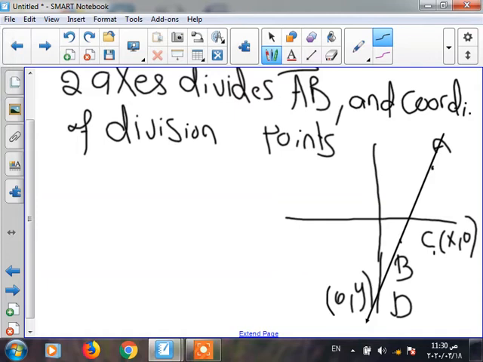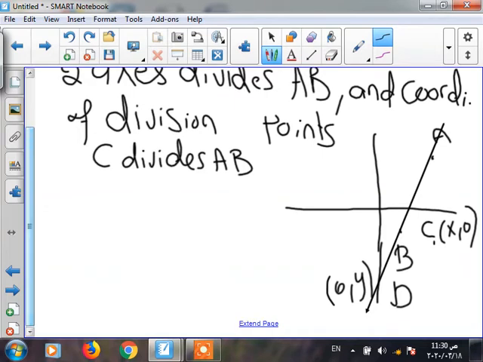How can I find the ratio in senior 1? Look carefully. The point C divides AB, right? So I'm talking about the ratio, right? I'm going to write A and B.